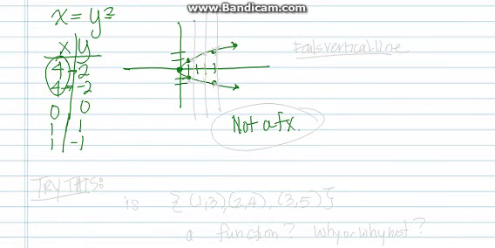And graphically, if we do our vertical line test, each of these lines, again, corresponds to one x value. But you can see we're touching our graph with each of these lines twice. So it fails the vertical line test. So graphically, you can see that it's not a function.